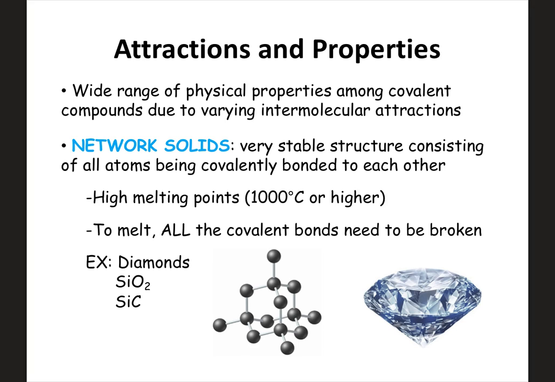So something like a diamond or sand, which is SiO2, or SiC here. You gotta be able to identify these network solids and understand that they have very stable structures. And the reason they have high melting points is because you have to break every single covalent bond to get them to melt. You're not just breaking attractions. And that's why you see very high melting points here. So remember, a wide variety of properties in covalent compounds. Just be aware of that.